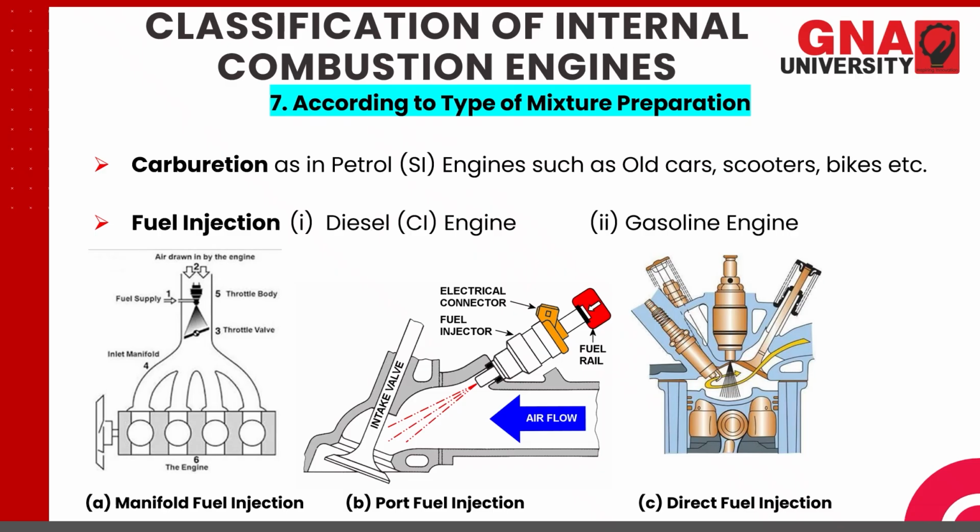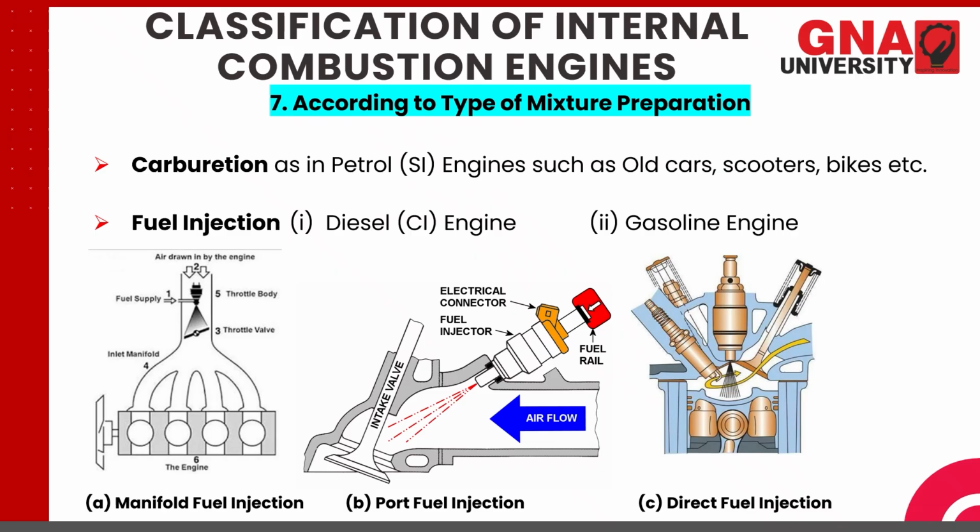The second is the port fuel injection. So in this, instead of spraying this fuel inside the manifold, fuel is sprayed into the port, one of the port where the valve is situated. So hence it is called port fuel injection. Fuel injector is there, electric connector is there, which will generate the spraying of this fuel injector. Airflow is coming from this side, it mixes with this fuel and is then entering into the cylinder.